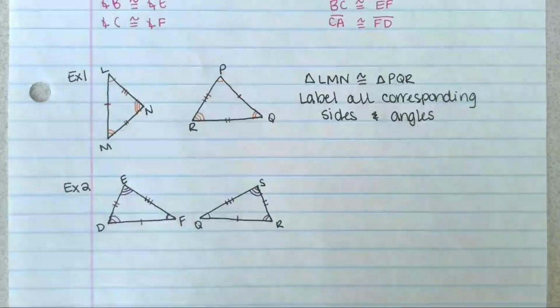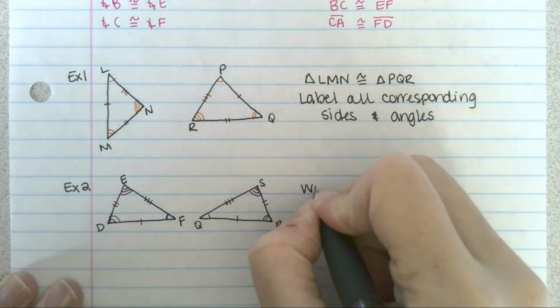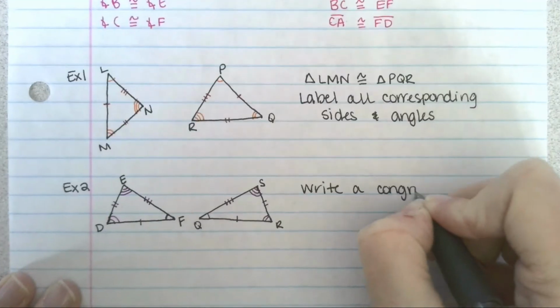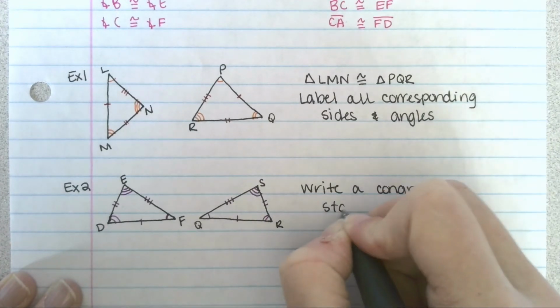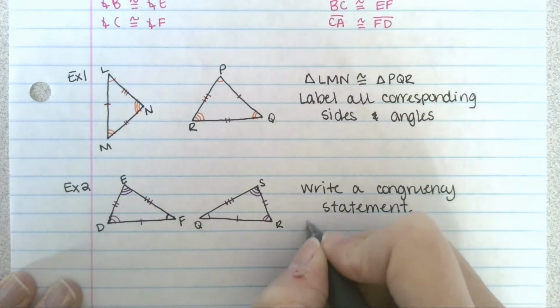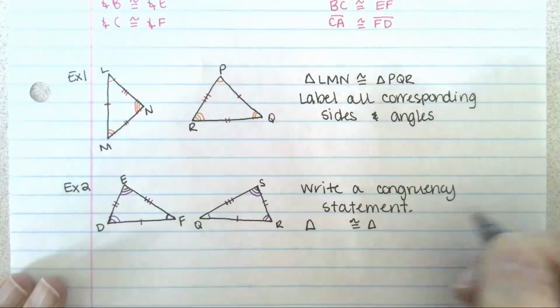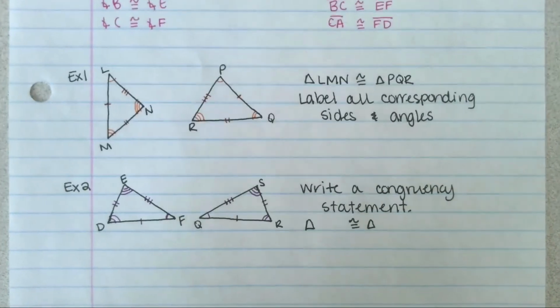So here is our diagram for example 2. And I would like you to write a congruency statement, and that is going to look like triangle something is congruent to triangle something, and you have to match up the letters. So take a moment to go do that, pause the video, and then come back and you can check your work.